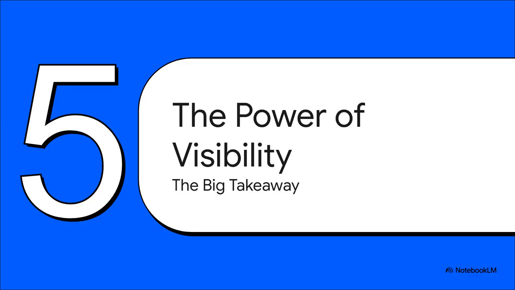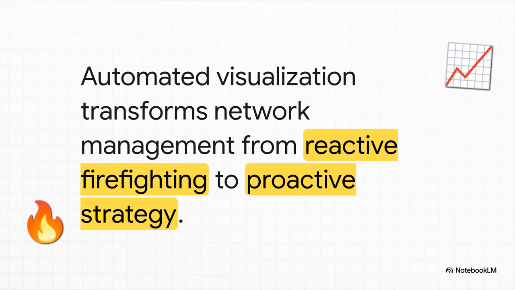So, after all that, what's the big takeaway here? What's the one thing you should remember? It really all boils down to a single concept: the incredible power of visibility. Because here's the bottom line. When you can actually see what's going on, automatically, you stop spending all your time just reacting to problems, running around putting out fires. Instead, you get to transform network management from this stressful reactive job into a proactive strategic role. You can actually plan, you can optimize, you can secure your network before the fires even start.